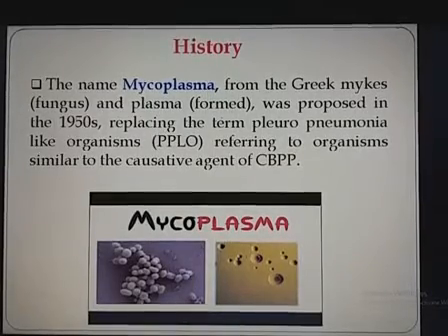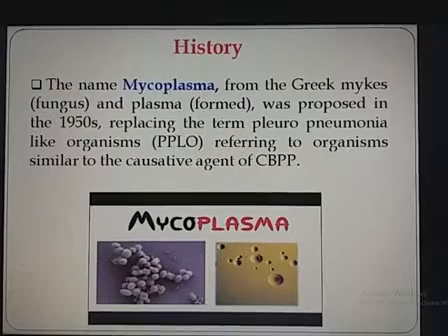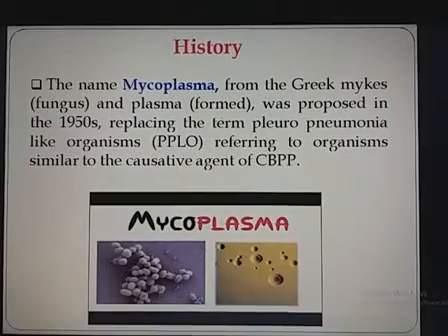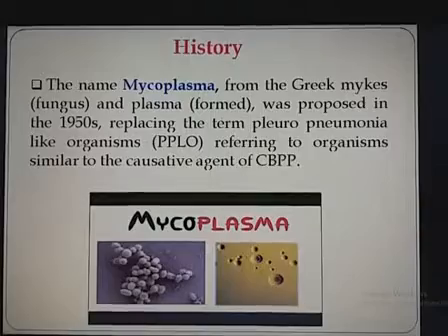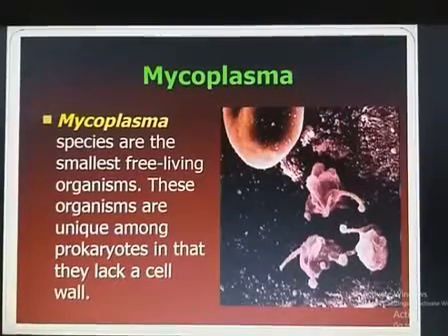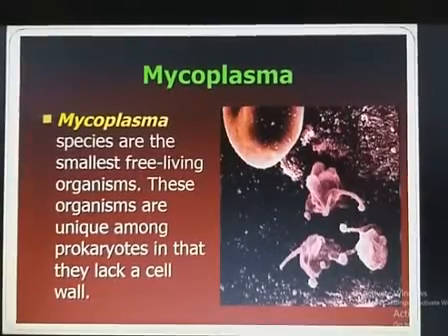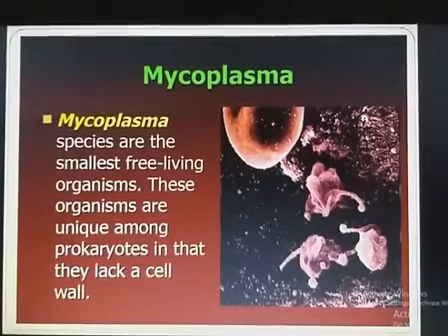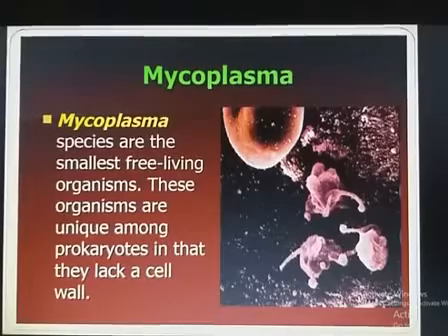So mycoplasma comes from two Greek words, where mykes means fungus and plasma means formed. So mycoplasma is basically a fungus-like organism which causes that particular pleuropneumonia disease in cattle. Now the mycoplasmas are basically the smallest living organisms ever observed, and these organisms are unique among prokaryotes in that they lack any kind of cell wall.